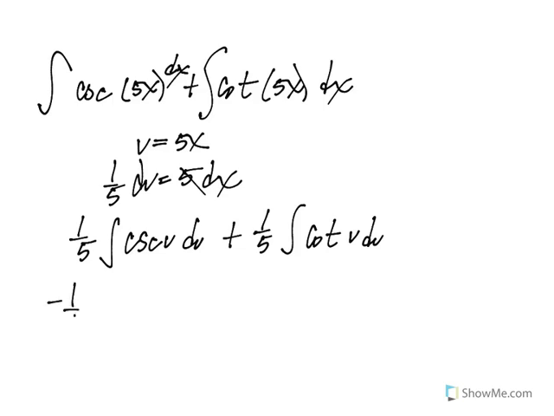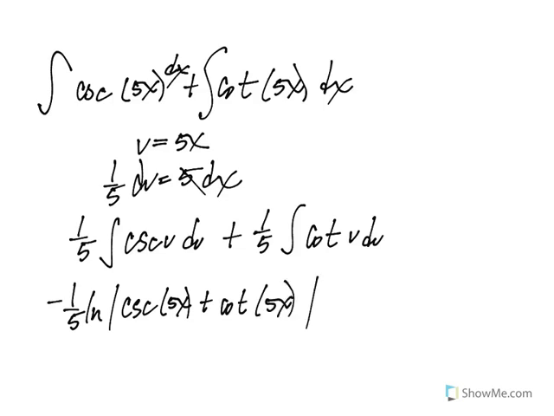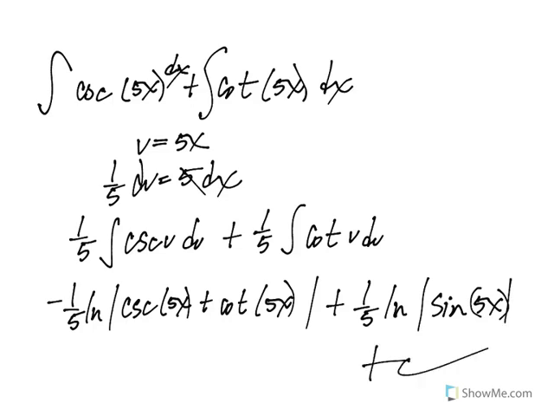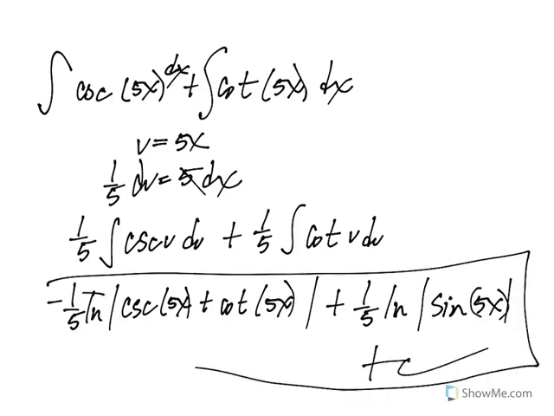So the cosecant is negative 1/5 the natural log of the absolute value of the cosecant of u plus the cotangent of u, plus 1/5 times the cotangent, which is going to be plus 1/5 the natural log of the absolute value of the sine of 5x. All that plus c. And that is my final answer.